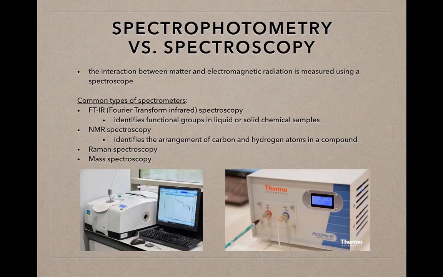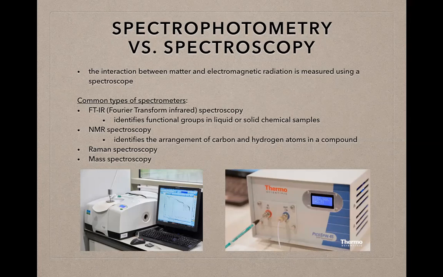NMR spectroscopy will allow you to identify just how many carbons and hydrogens you have in a compound in addition to their arrangement. So for instance, if a particular carbon has 2 hydrogens attached or if it has 3 hydrogens attached. IR and NMR together will allow you to identify a chemical structure which may be unknown. So these are types of spectrometers. Also, they can sometimes be identified as spectroscopes.